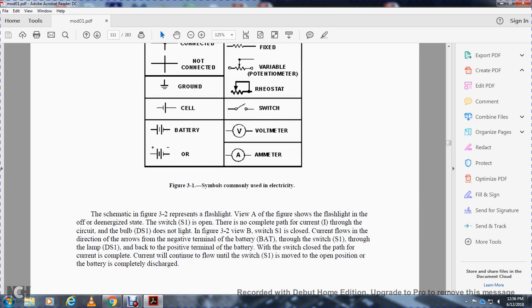The schematic diagram shown in figure 3.2 represents the flashlight. View A of the figure shows the flashlight when off, in the de-energized state. The switch S1 is open, so there is no complete path for the current to flow through the circuit, and the bulb, DS1, does not light.